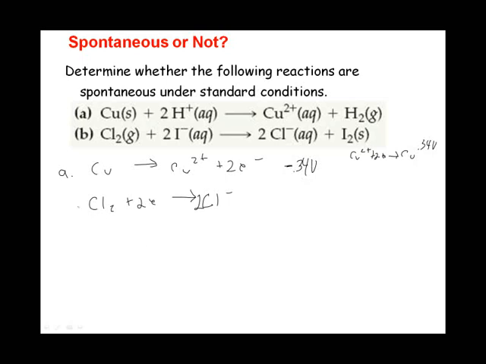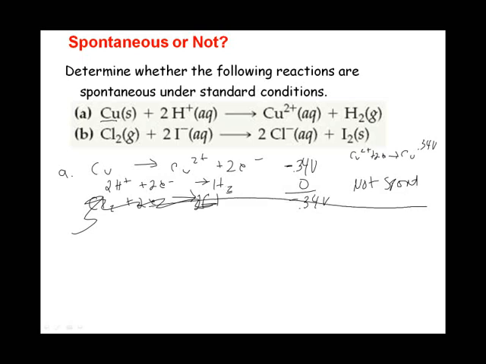I'm sorry, I have my equations mixed up. I'm mixing up A and B. So this is the first part of A. The second part of A is 2H+ plus 2 electrons becoming H2. If we look down on the table, we'll find that the value is 0, because if you remember, all the values on the table are compared to this, and this is arbitrarily set as 0. So if I add those up, I get a negative 0.34 volts, and because E is negative, this is not spontaneous.